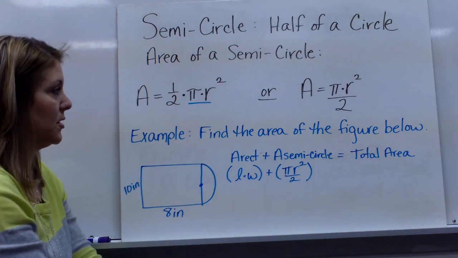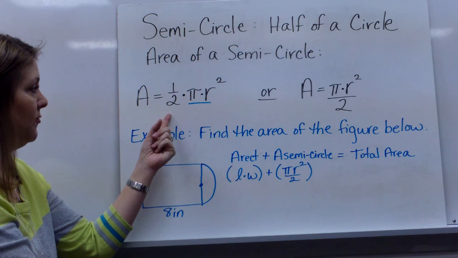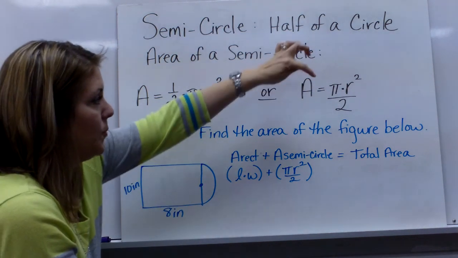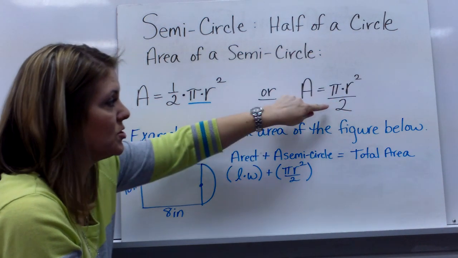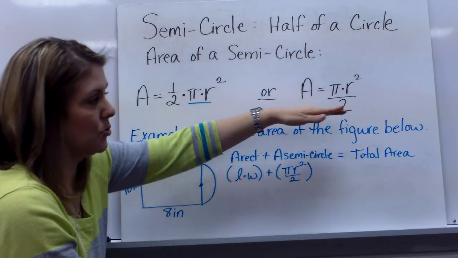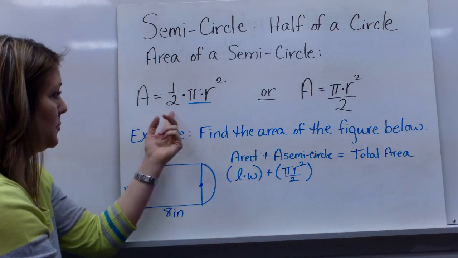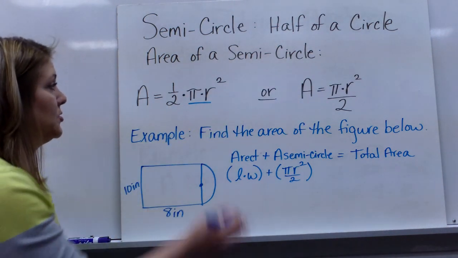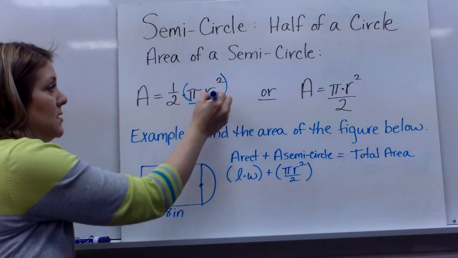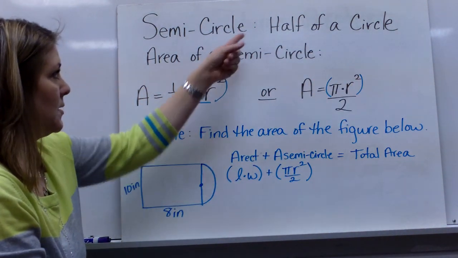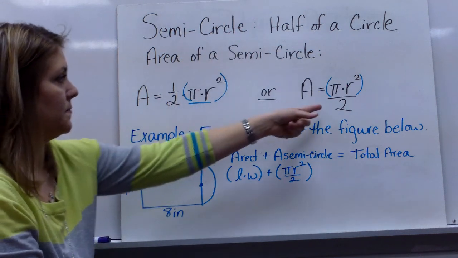There's two ways you can look at this formula. You can do 1/2 times pi times r squared, or you can do pi times r squared and then just divide it by 2. So either one of these formulas will work. You can multiply it by 1/2 or you can divide it by 2, because remember, this is the formula for area of a circle. A semicircle is half of that.